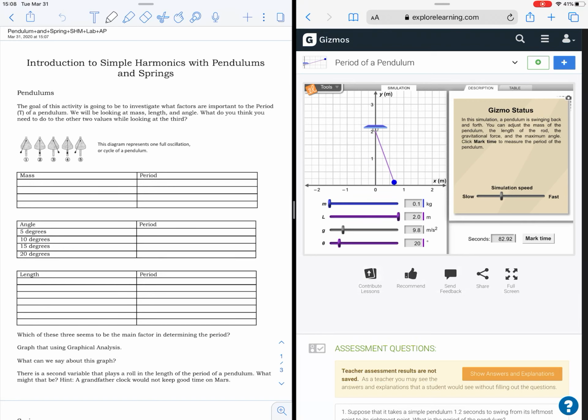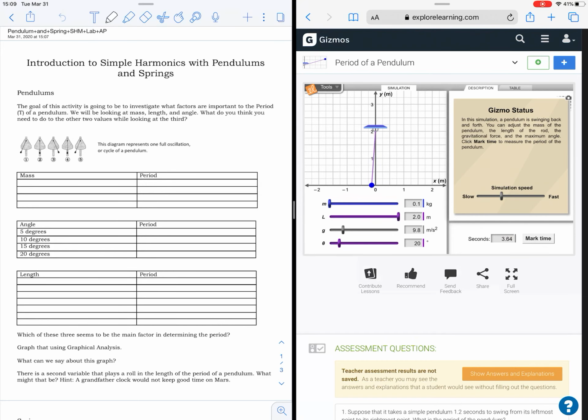So let's start the mass down here at 0.1. So we'd get the mass down here at 0.1, and you would mark your time and count 10 back and forth. Okay, so mark time. Whoops, hang on. Ready? Mark time. 1, 2, 3, 4, 5, 6, 7, 8, 9, 10.